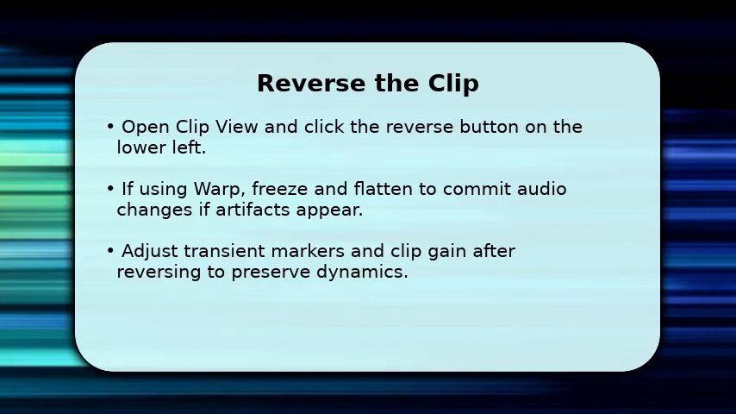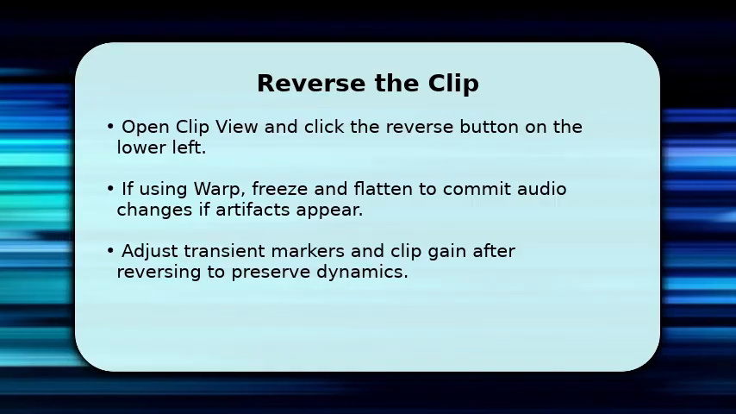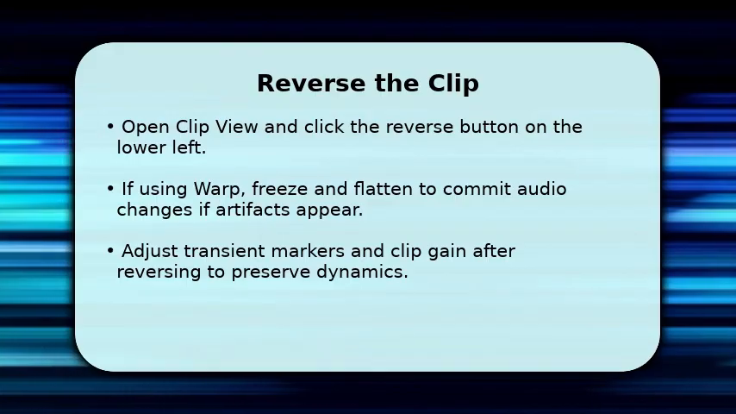Since warping can introduce stretching artifacts, listen critically. If you hear glitches, try freezing the track and flattening to commit the reversed audio as a new file. Make sure to recheck transient markers and smoothing. Move or remove transient markers that cause clicks, and adjust clip gain to maintain consistent perceived volume. This ensures the reversed clip sits cleanly in your arrangement.